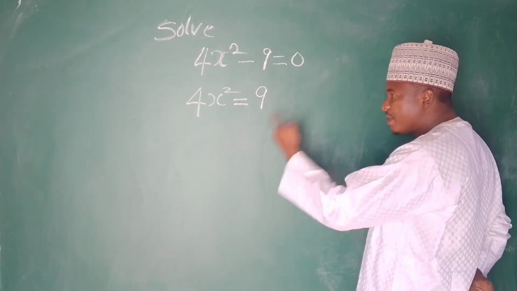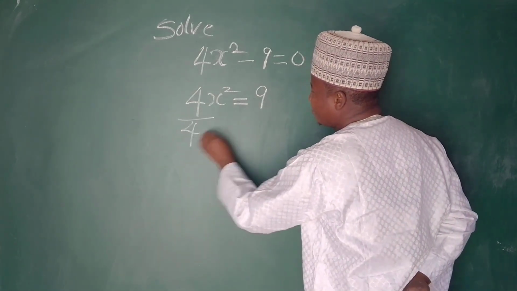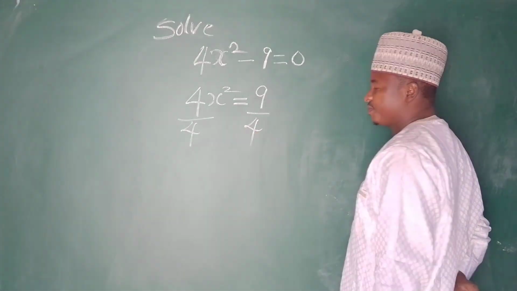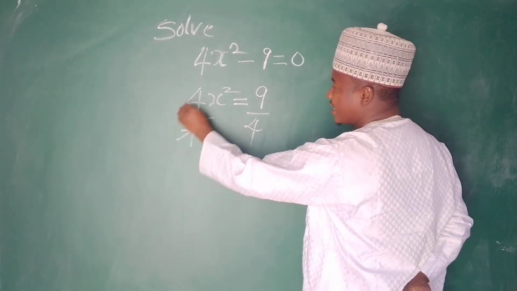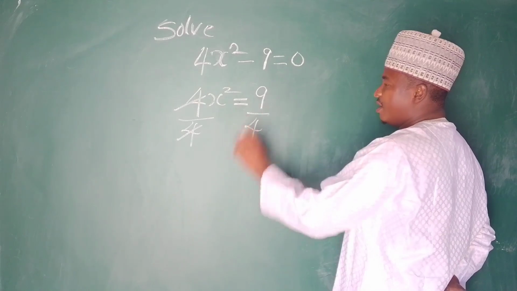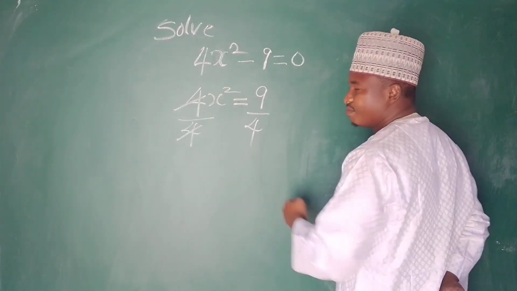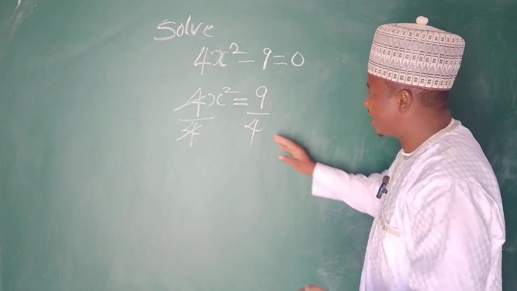So me za mu yi? Muna neman x ne. To yanzu sai mu ce divide both side by 4. So nan 4 ya yi cancelling 4 a nan. Sai ga kuma muna da x² equal to 9/4. To me kuma za mu yi again? Inda x muke nema.